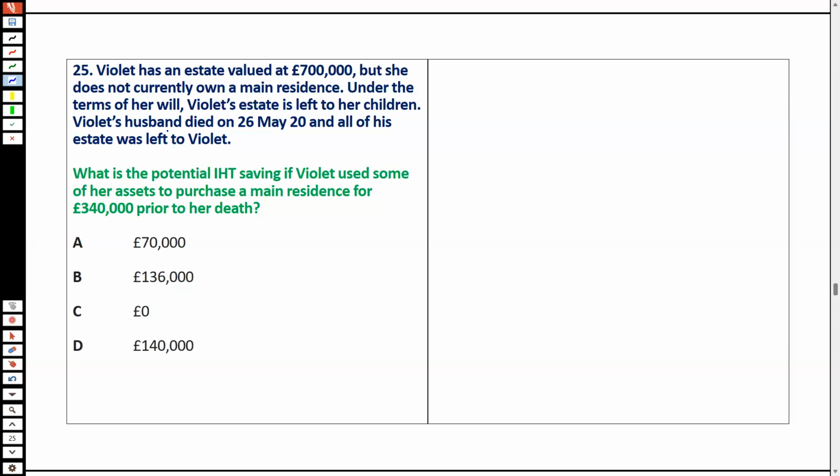Next, Violet has an estate valued at 700,000, but she does not currently own a main residence.